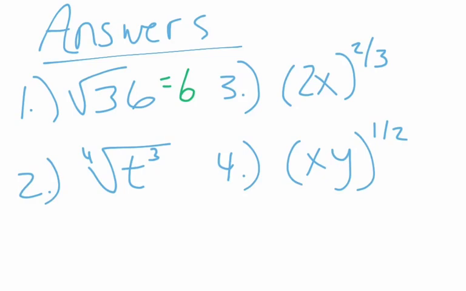We've got t to the 3/4. That would be the 4th root of t to the 3rd. And you could also opt to write it with the 3rd on the outside. Okay, that's okay as well.